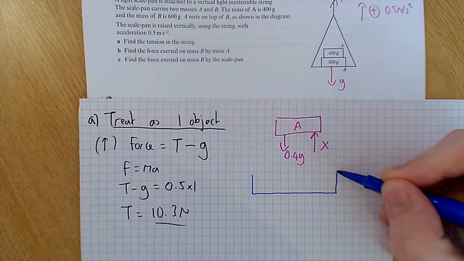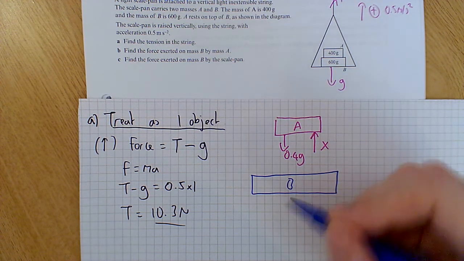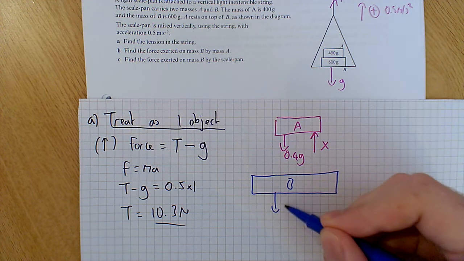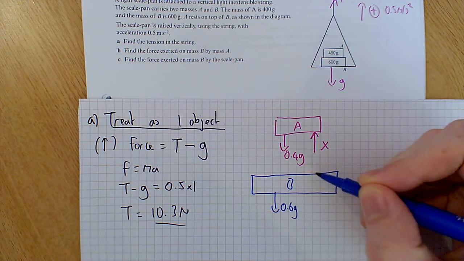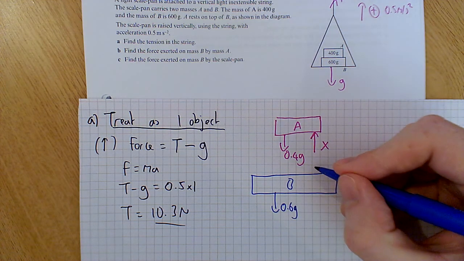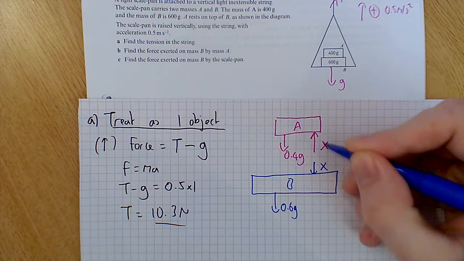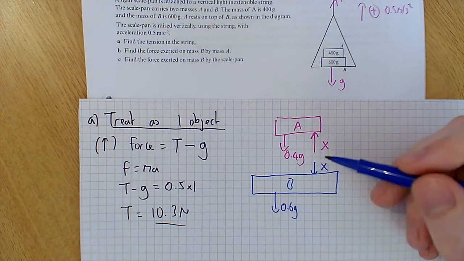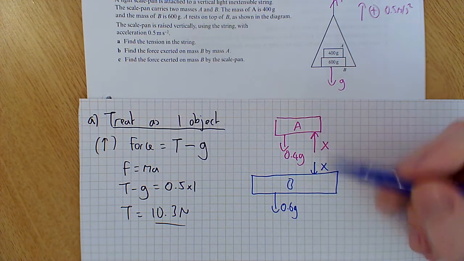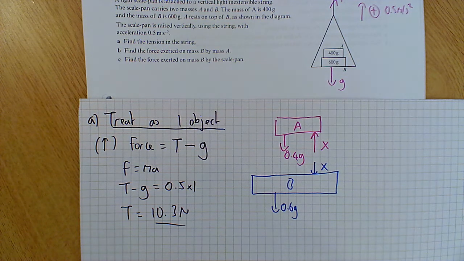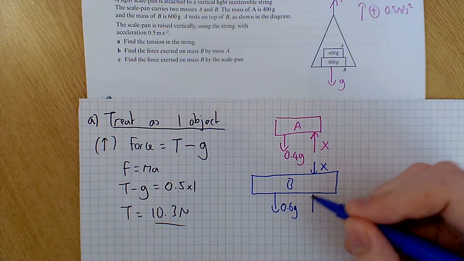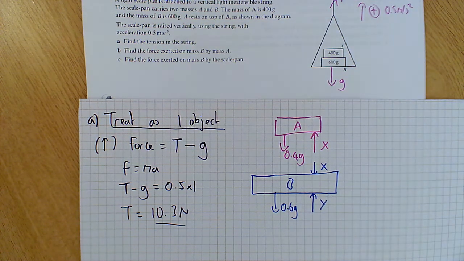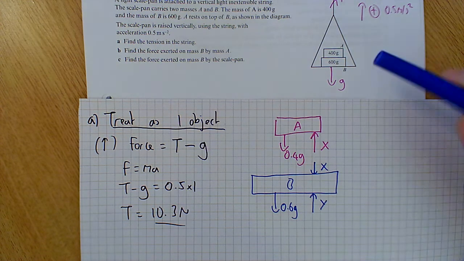Below that is B. So B has its weight pulling down, which is 0.6g. It has the force of X, because it has to balance with that force that A is feeling, so those two forces are equal, and that's the force of A being on top of B. And on top of that, it's going to have another force, which I'm going to call Y, and that Y is coming from the lift floor.